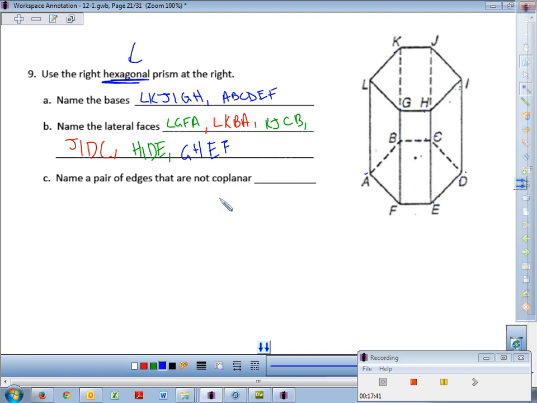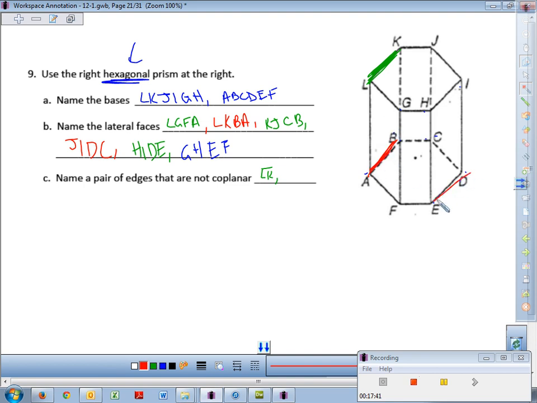Name a pair of edges that are not coplanar, not in the same plane, so they've got to be skew to each other. So first thing you've got to do is pick an edge, any edge. There you go. There's an edge right there, just at random. Segment LK. Pick that one. Then I've got to find another edge that's not in the same plane as it already, and it's not going the same direction. So you can see that this one doesn't work, right? They're going the same direction.